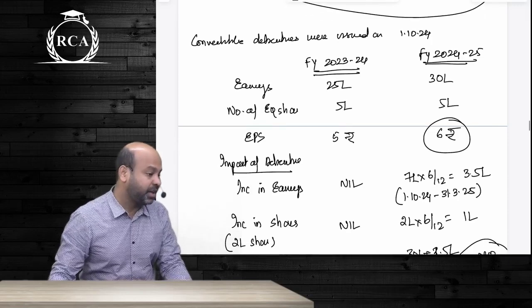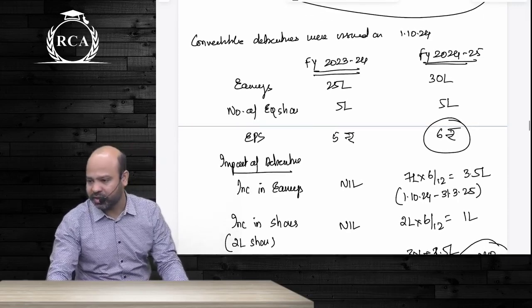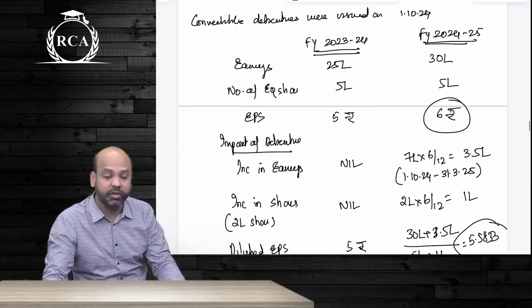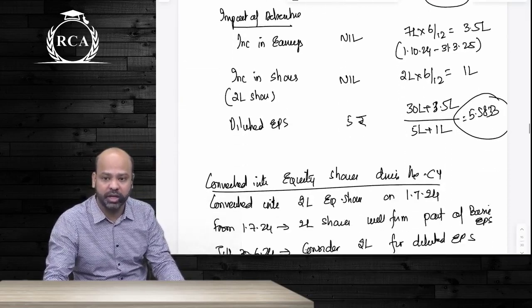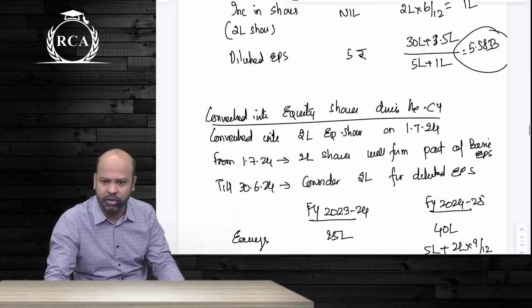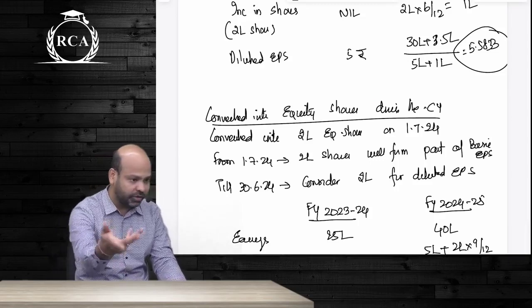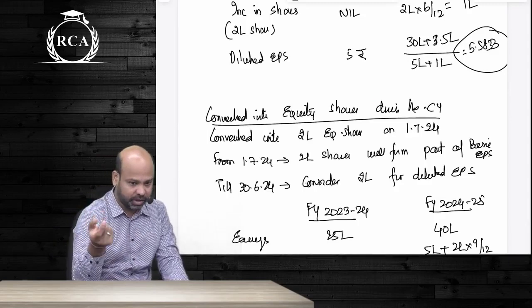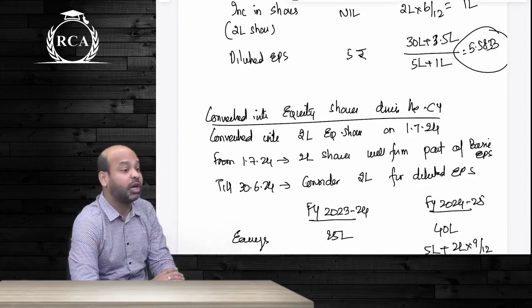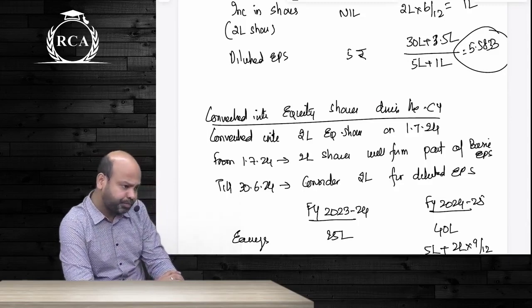After this, if it is a convertible preference share, the answer is pretty simple. The increase in earnings will be equal to the amount of preference dividend. The increase in shares will be equal to the number of shares that preference shareholders are entitled to. This is how you will compute. It is exactly similar to convertible debentures except that there will not be any tax savings.